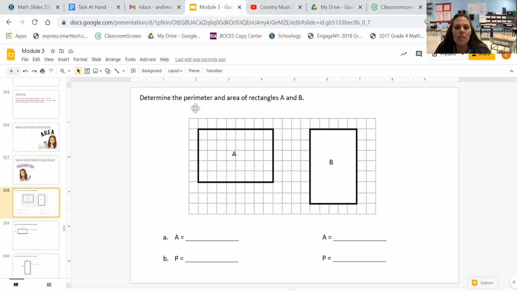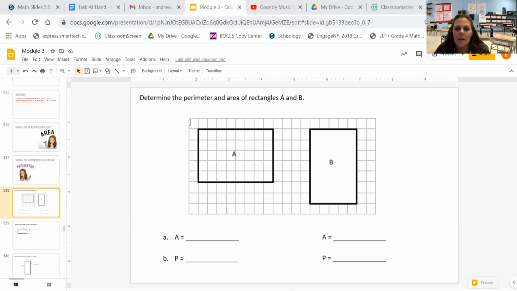Okay, here we go. Determine the perimeter and area of rectangles A and B. So first, we don't have any measurements here. So we're going to have to find our measurements of the length and the width. Now remember, if for some reason you forget and you say, is this the length or is this the width, and you don't remember, that's okay. As long as you have these and you have your numbers in there, it will work.